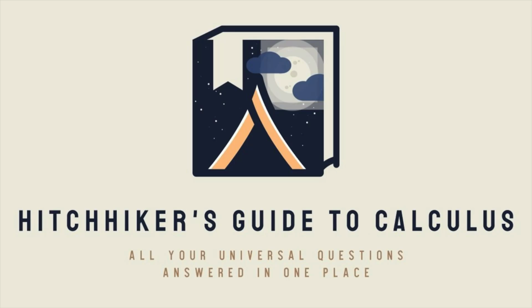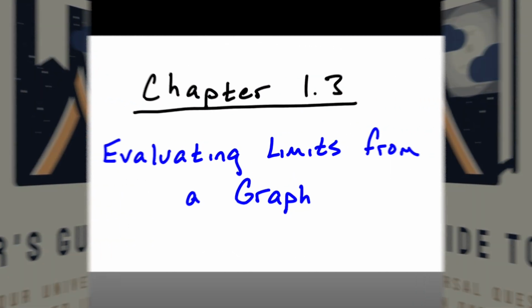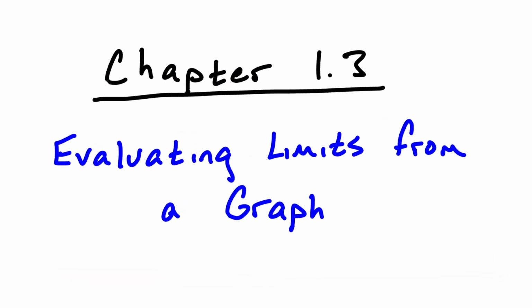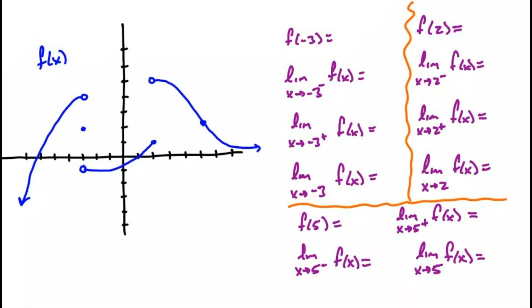My name's Kevin, and I'll be your guide to Chapter 1.3, Evaluating Limits from a Graph. First, let's take a look at this crazy graph I've got drawn here, f of x. It's got a bunch of jumps, random points. Who knows what's going on there? Probably different than any function you've ever seen. And off to the right, we have some problems that we're going to ask about it.